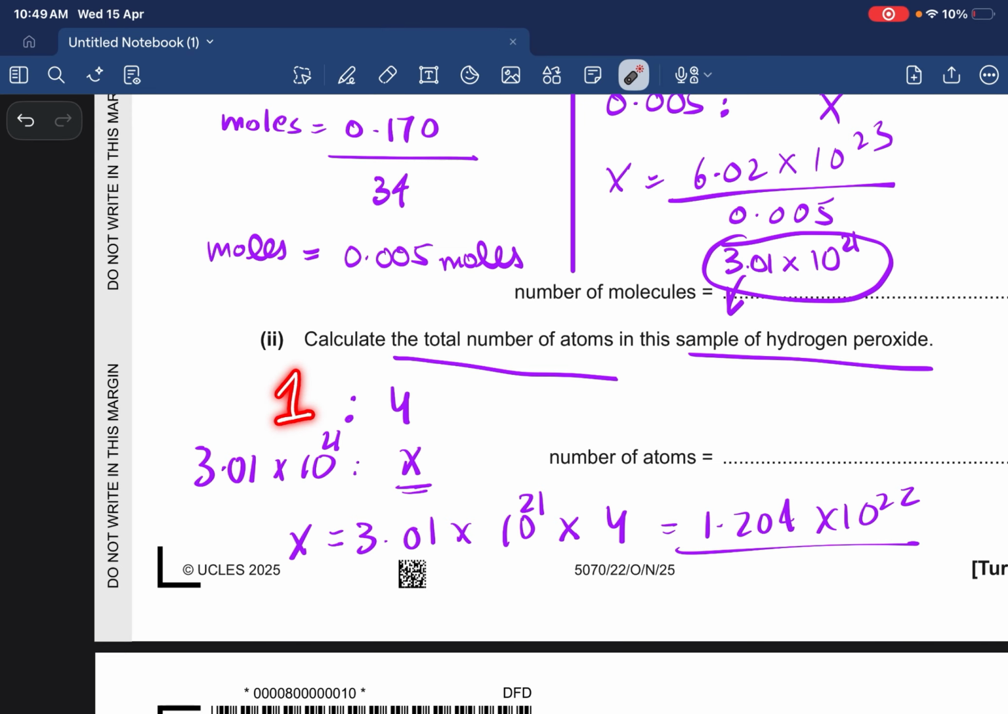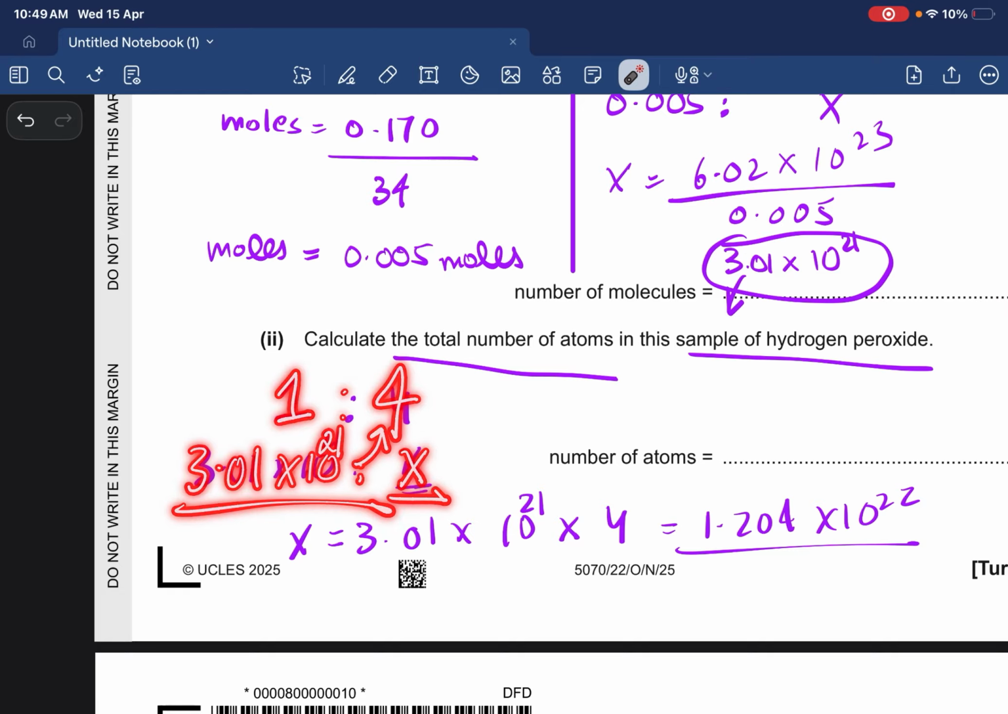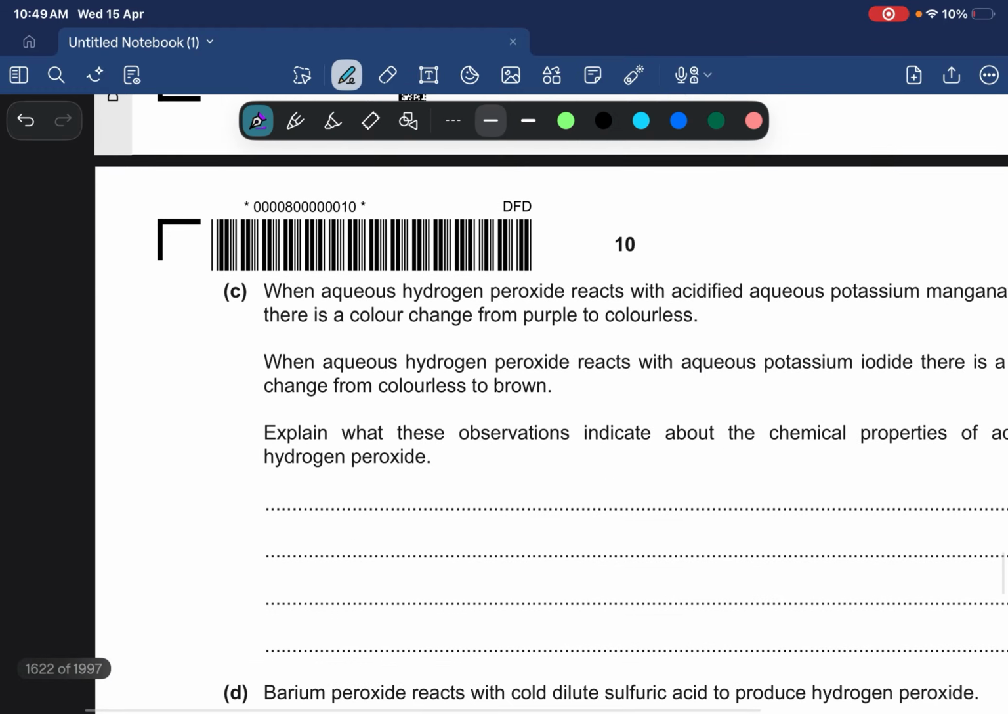I'm going to explain it again. 1 molecule contains 4 atoms. So if we have these many molecules, which are 3.01 times 10 to the power 21, we're going to have X atoms. X equals this multiplied by this. I hope this is clear.